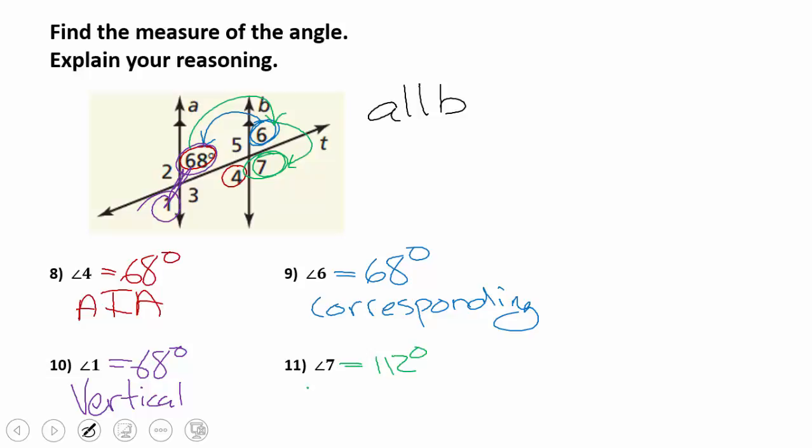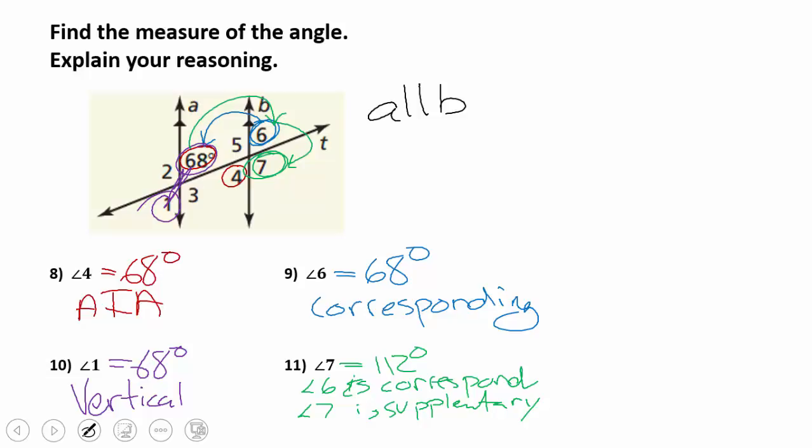So I can say angle 6 is corresponding, and then angle 7 is supplementary. So that's the one I'm going to write down. But look, there's a whole bunch.